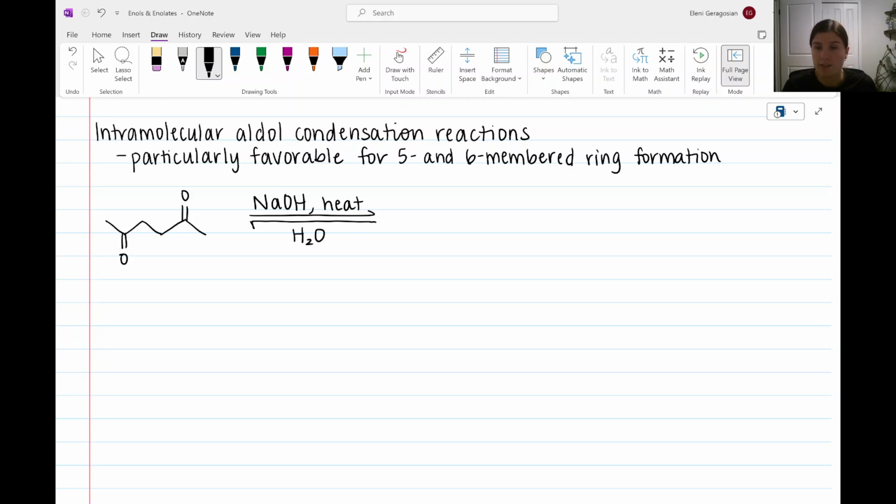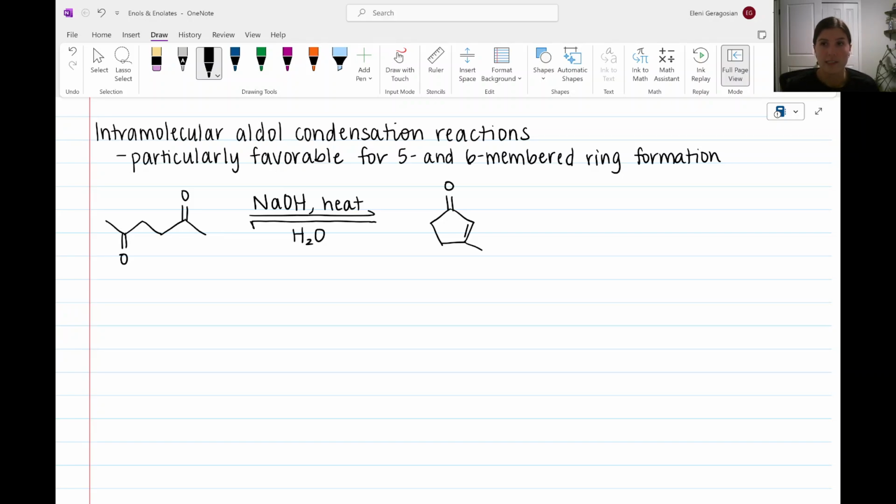And let's say we're given the product this time, and we're going to write out the mechanism. So if you're given a starting material and product and asked to draw out the mechanism, here is what the product would look like. So we're doing a full aldol condensation reaction, forming a carbon-to-carbon double bond, and we still have our carbonyl in the product. Notice that we're forming a 5-membered ring. So this is a stable product. Remember, these reactions are particularly favorable for 5 and 6-membered ring formation.